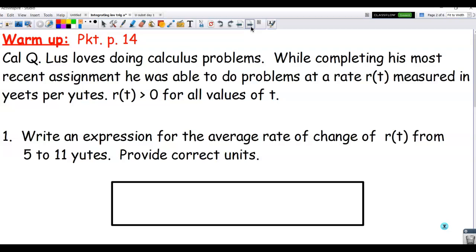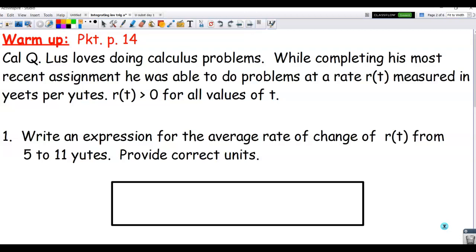Calculus, think about it, loves doing calculus problems. While completing his most recent assignment, he was able to do problems at a rate measured in yeats per utes. R of t is greater than 0 for all values of t. All right, so process what you are given. You have a student who is completing assignments.